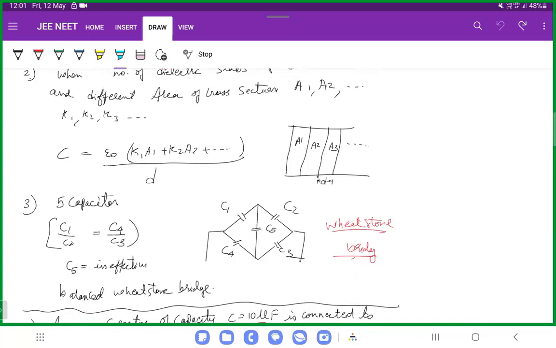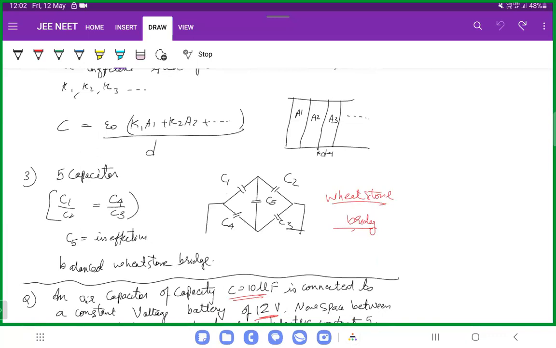And the third one is capacitors when the ratios are equal, C1 by C2 equals C4 by C3, or even C1 by C4 equals C2 by C3. That is also okay. So if it comes like that, it is called a Wheatstone bridge, that we'll study in the next chapter.